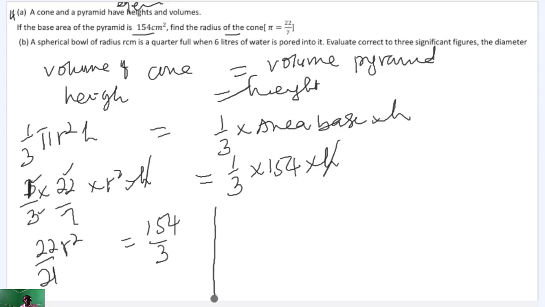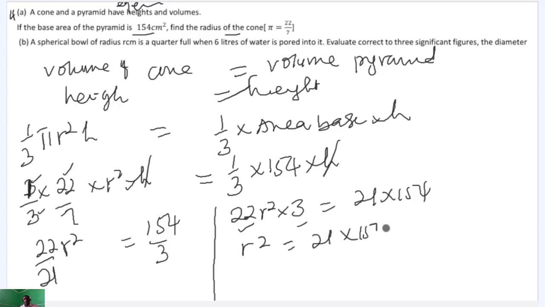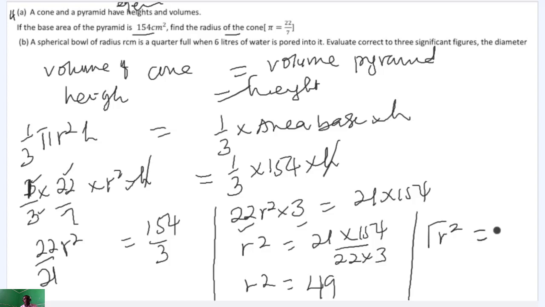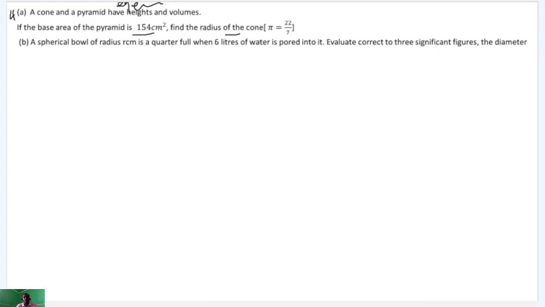So let's do cross multiplication. So it will be 22 r squared times 3 is equal to 21 times 154. So you divide both sides by the numbers behind the r square. So r squared is equal to 21 times 154 over 22 times 3. So our r squared will be 49. So if you find square root of both sides, square root of r squared is equal to square root of 49. So r will give us 7 centimeters. So that is how we find the radius of the cone.